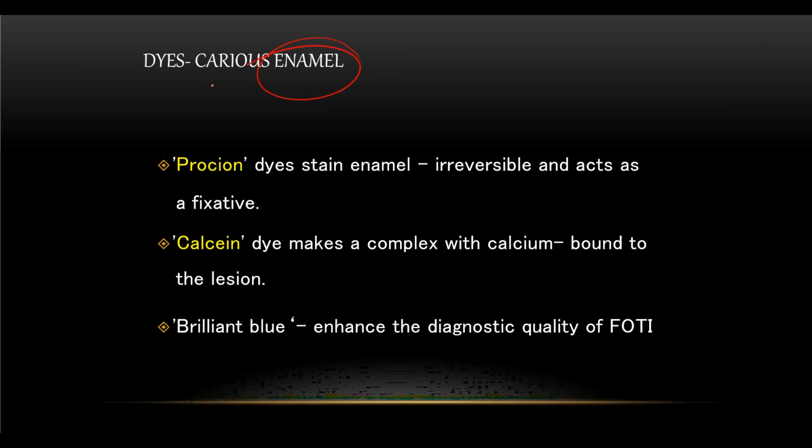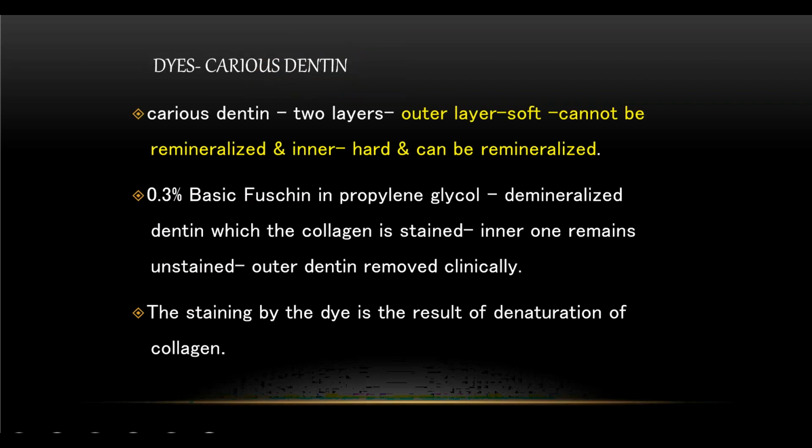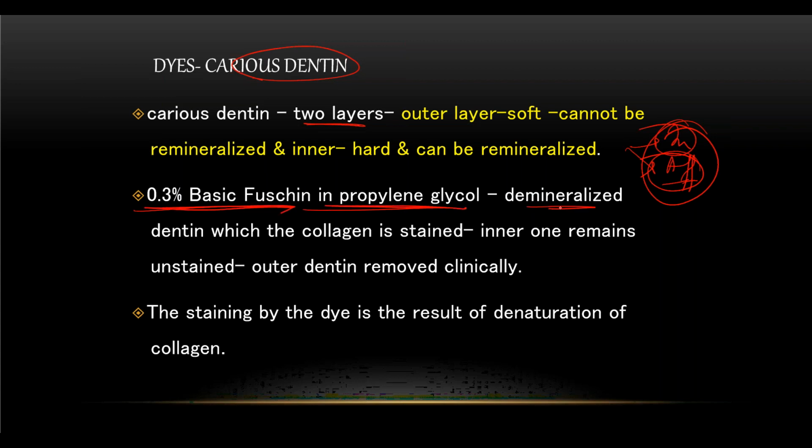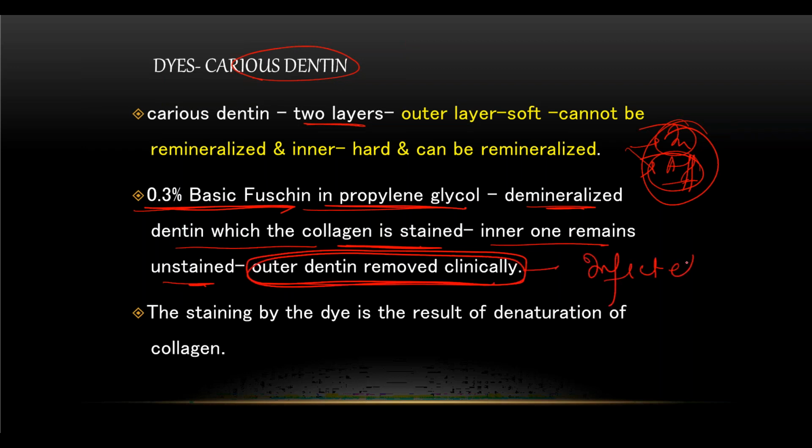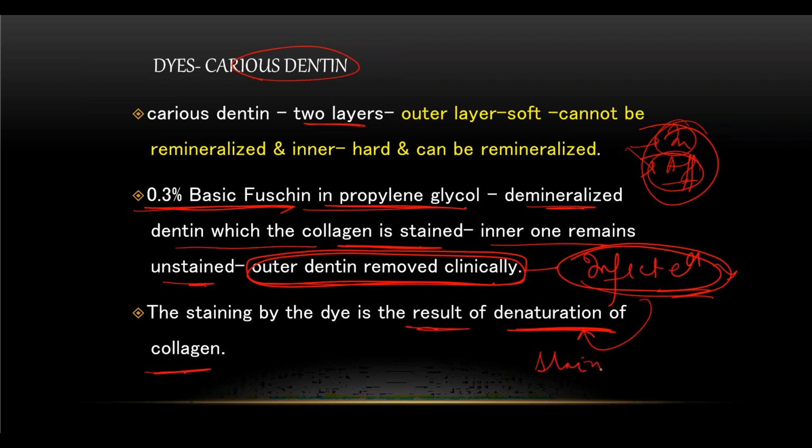Enamel dyes are procion, calcein, and brilliant blue. These are the dyes for enamel caries. Then we have dyes for dentine caries, because carious dentine has two layers, infected and affected, so the dye should differentiate between the two. 0.3% basic fuchsin in propylene glycol is used. Demineralized dentine with the collagen is stained. The inner one remains unstained, and the outer dentine, which gets stained, is removed clinically. So your infected dentine is stained and removed. Staining by the dye is the result of the denaturation of the collagen. Because infected dentine has denatured collagen, which is collapsed completely, it will take up the stain, and therefore it will be removed.